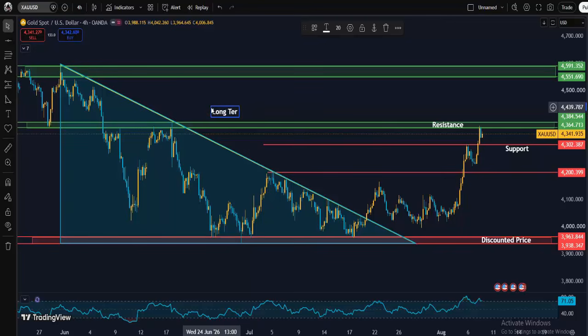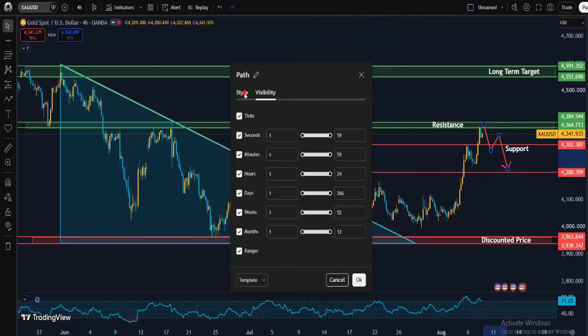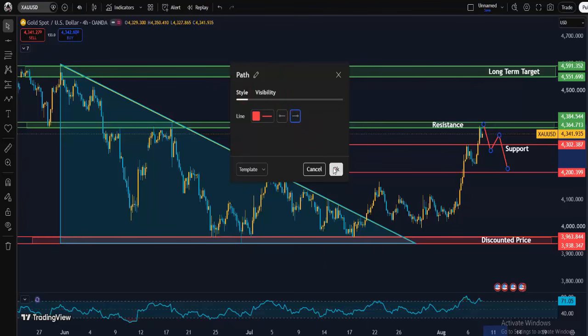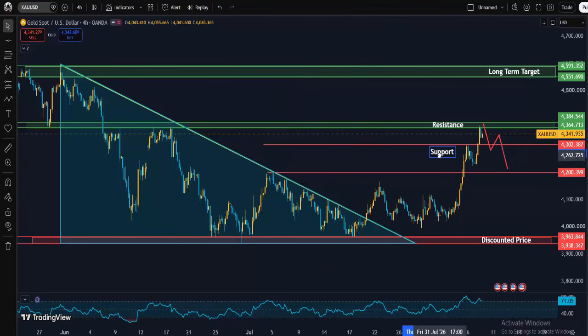What we want to see is a strong H4 candle close above the 4,384 level. If that happens, followed by a successful retest, the breakout would become much more convincing. On the other hand, if gold gets rejected from the 4,364 to 4,384 resistance zone, we could see a pullback toward 4,302 and potentially toward the 4,200 support area. That is why confirmation is extremely important at this stage.